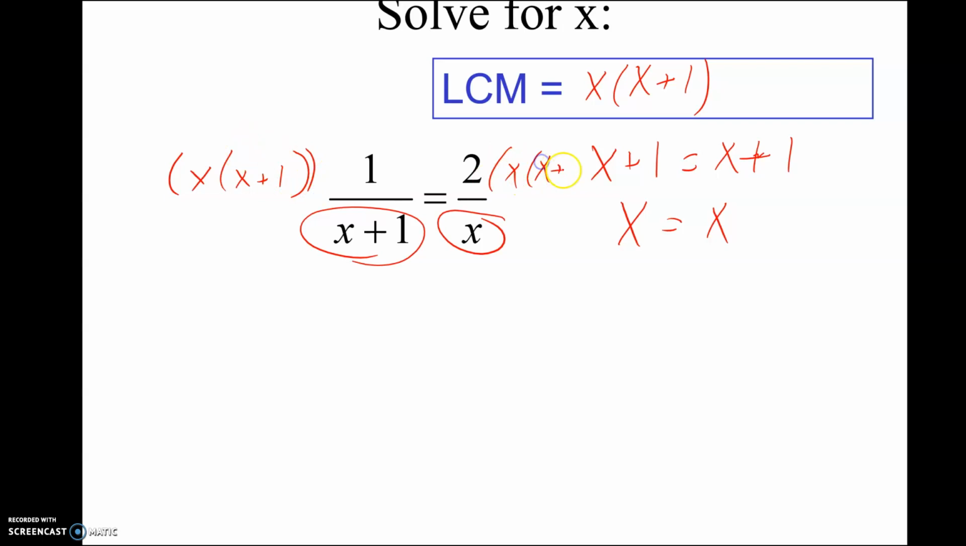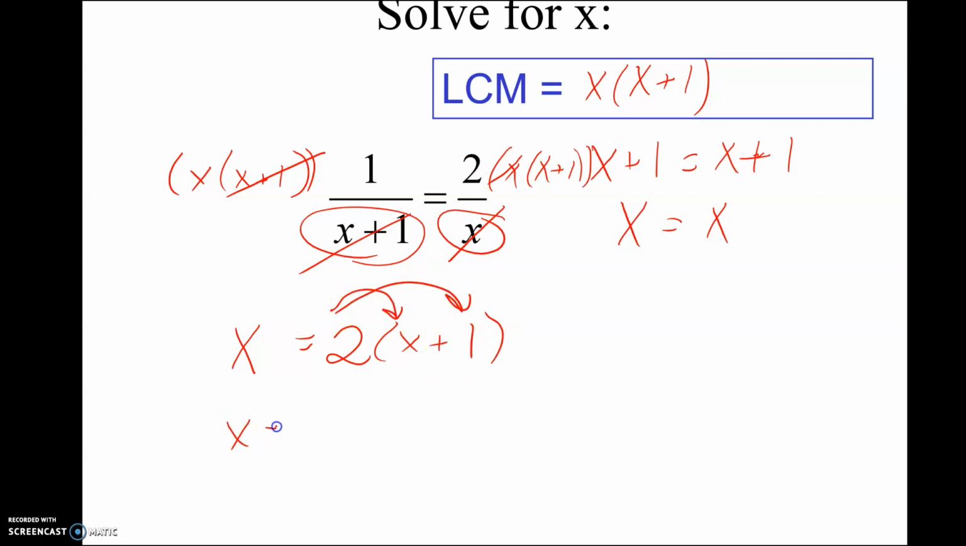X and x plus 1. This x plus 1 will cancel. I have x and 1. And this x will cancel, and I have 2 times x plus 1. Then I can distribute out my 2. So x equals 2x plus 2. And then solve for x.